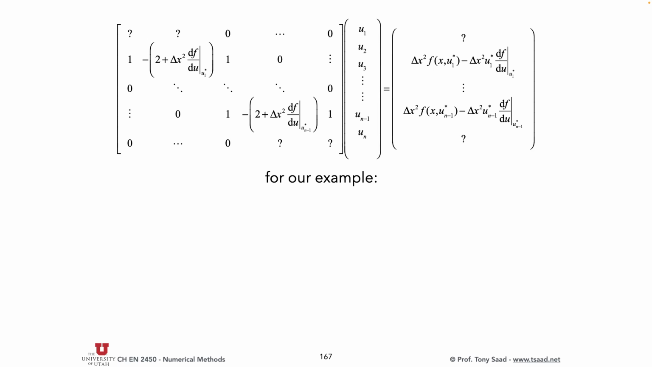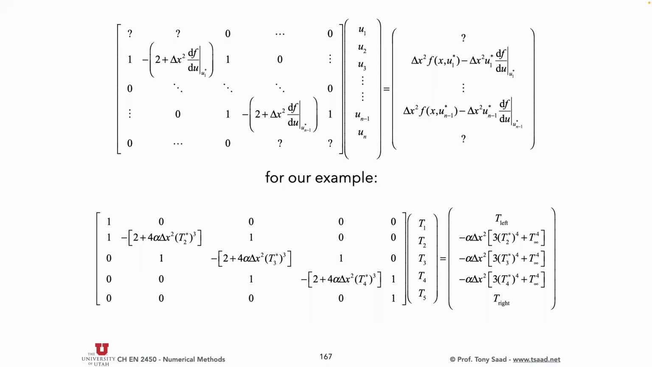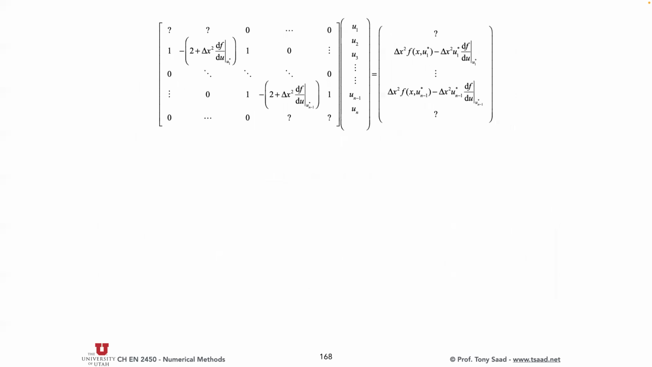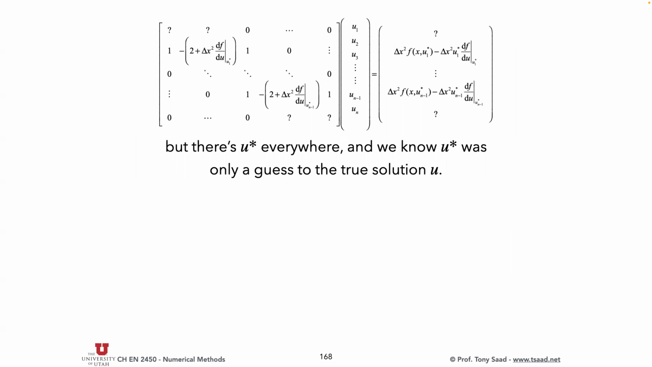Okay, for our specific problem with the heat transfer in the rod, this is what you get. We had Dirichlet conditions on the left and Dirichlet conditions on the right. Okay, and this is what you get. Okay, so we're not quite done yet. Okay, so there's a T star everywhere.